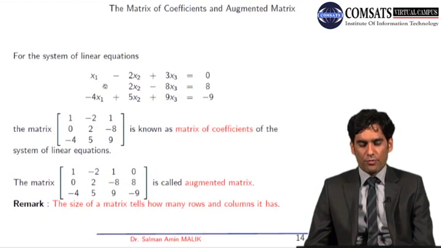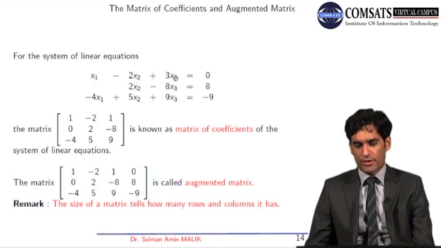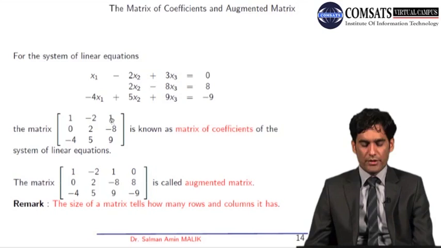So in each row we have the coefficients of the variables x1, x2 and x3. In the first row: 1, 1, -2 and 3. In the second row of the matrix we have the entries of the second equation of the system of linear equations: 0, 2, -8. And in the third row we have the coefficients of the variables x1, x2, x3 of the third equation: -4, 5 and 9.